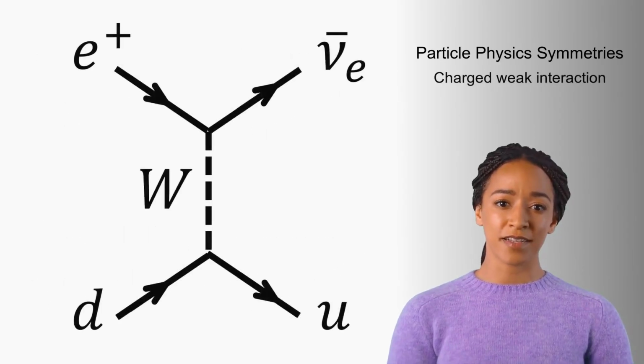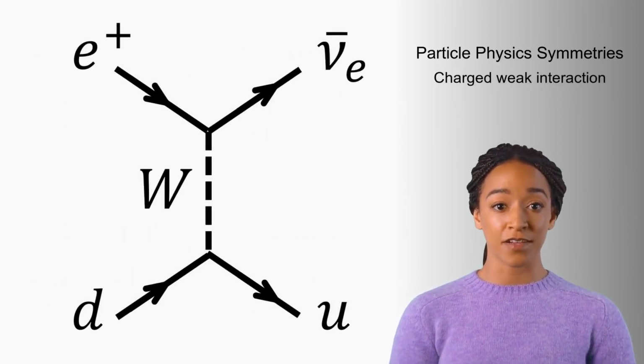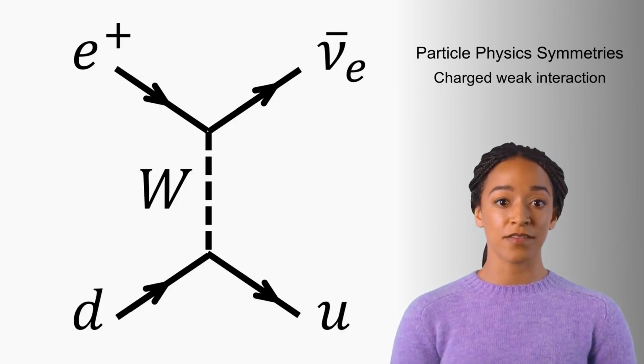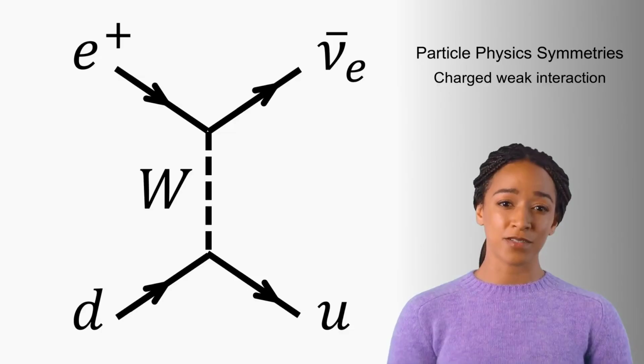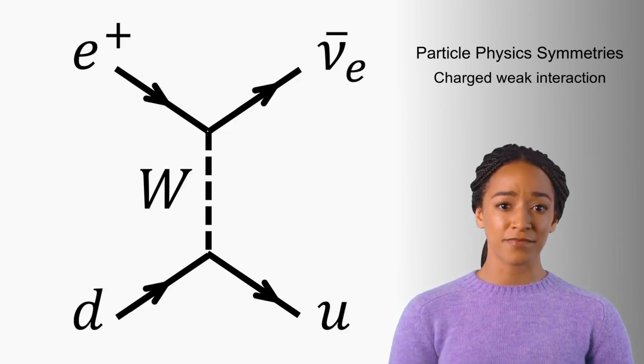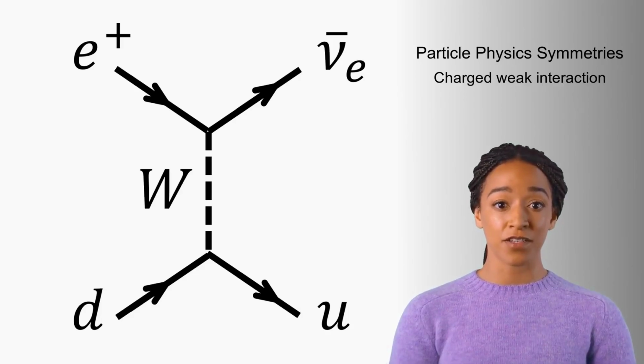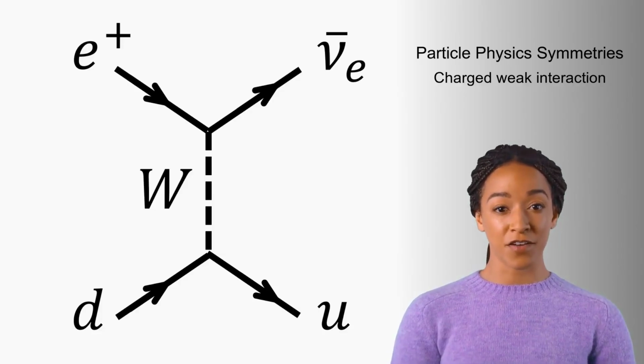Now let us consider an example of a charged weak interaction process, where a positron and a d-quark exchange a W boson. With this interaction, the positron becomes an anti-electron neutrino, and the d-quark a u-quark. Sum up the electric charges before and after the interaction. On the left, the positron has elementary charge 1. Subtract the 1/3 negatively charged d-quark to get plus 2/3. After the interaction on the right, we have the neutrino with 0 charge and the u-quark with plus 2/3 elementary charge. Electric charge is conserved, everything looks okay.